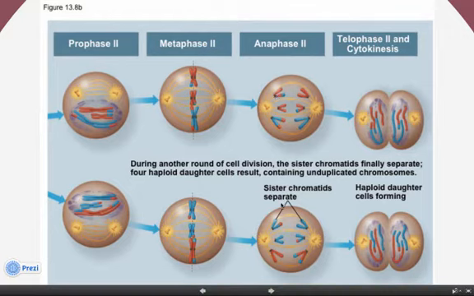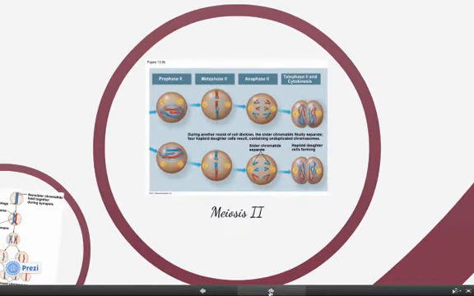These sister chromatids separate. And when they separate, we get more cleavage furrow that begins, and now we have 4 unique daughter cells. That is meiosis 2. That is the end of meiosis.